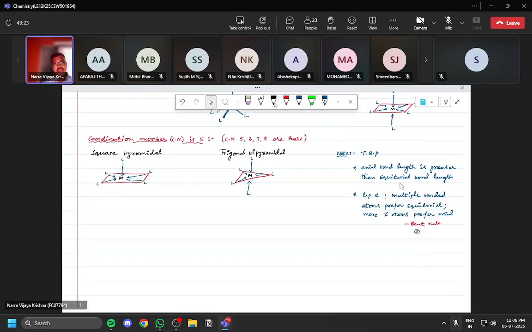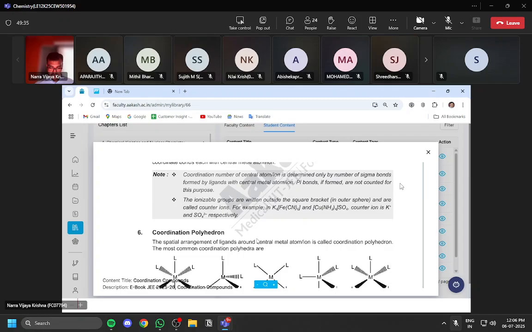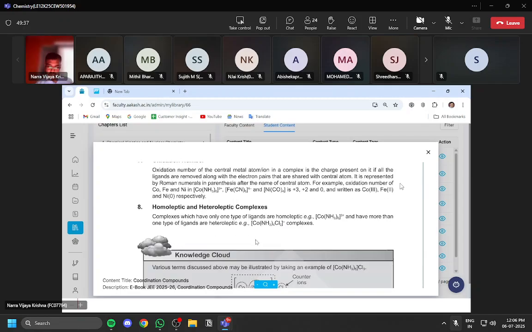So we are done with coordination polyhedra. What is the next idea? Oxidation number of the central atom. Oxidation number of the central atom means how many electrons are gained or lost by the central atom. Generally, we write that in square brackets adjacent to that respective element.